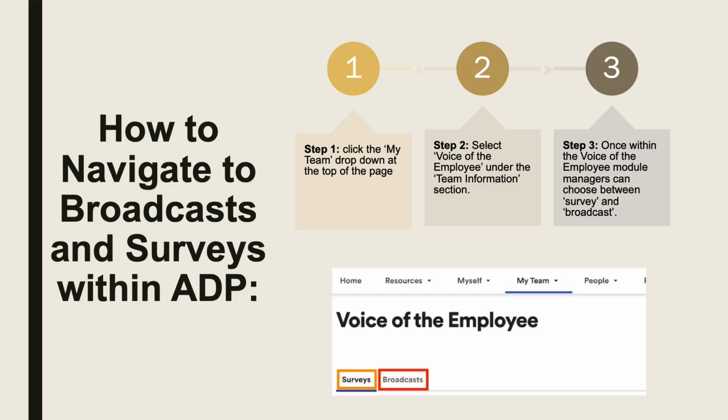How to navigate to broadcasts and surveys within ADP. Step 1. Click the My Team dropdown at the top of the page. Step 2. Select Voice of the Employee under the Team Information section. Step 3. Once within the Voice of the Employee module, managers can choose between survey and broadcast.